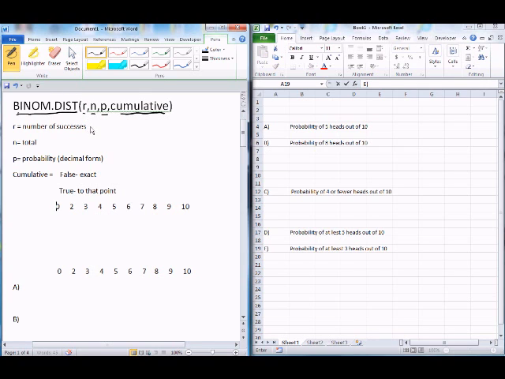The R is the number of successes. N is the total number of trials. P is the probability. You always do the probability in decimal form.